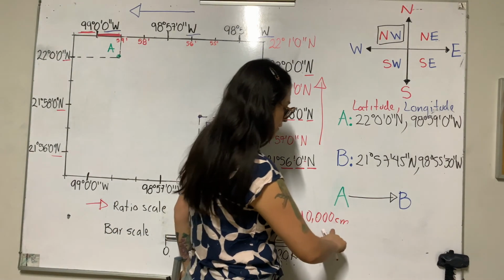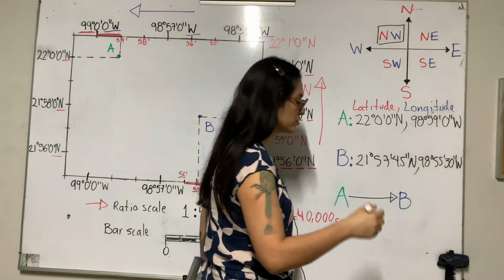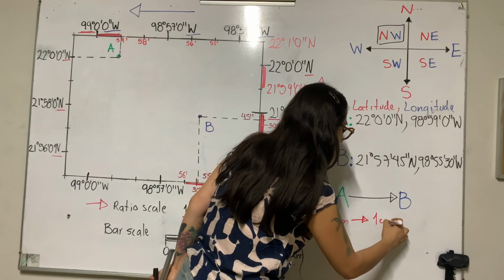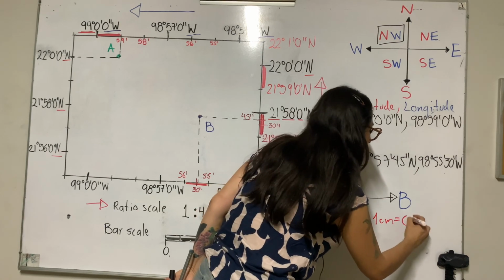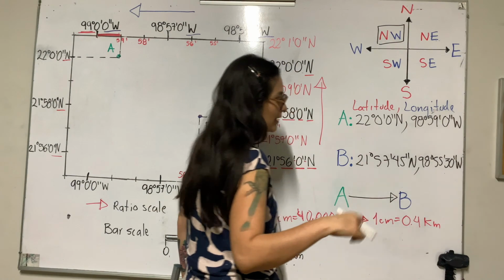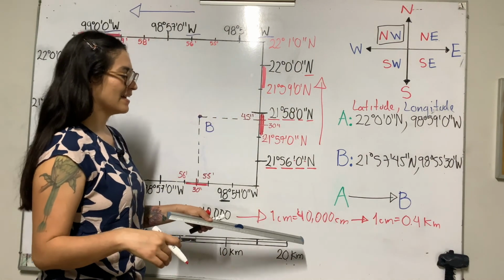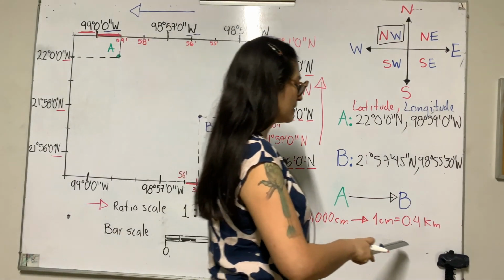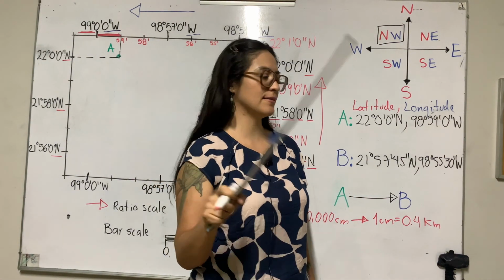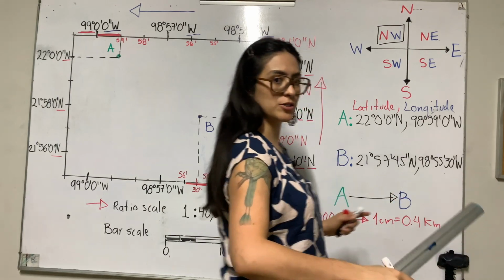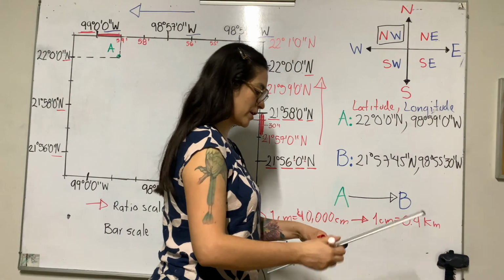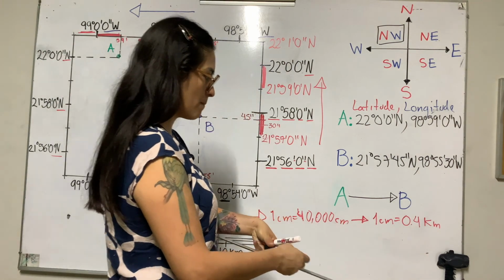If we transform this with the rule of 3, you know how to do this, 1 centimeter is equal to 0.4 kilometers. I did the math, so you can do it as well. So 40,000 centimeters is the same as 0.4 kilometers. That's the conversion.